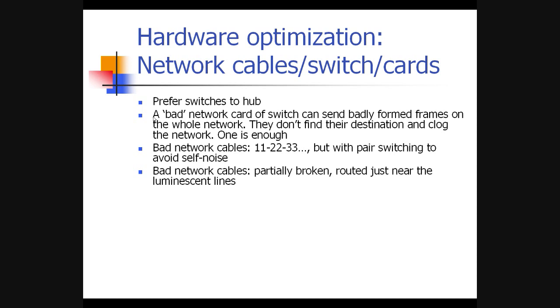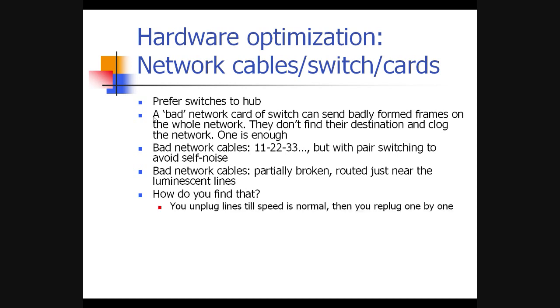Why? Well, because it's not the same work at all. When you are opening a table and routing data through that, you have much more data traffic that goes back and forth than when you're just copying a single file. So it looks like it's your application, but in fact it's the network. How do you find that? Obviously it's not easy. Well, one solution is to unplug the lines from the switch till the speed is normal.